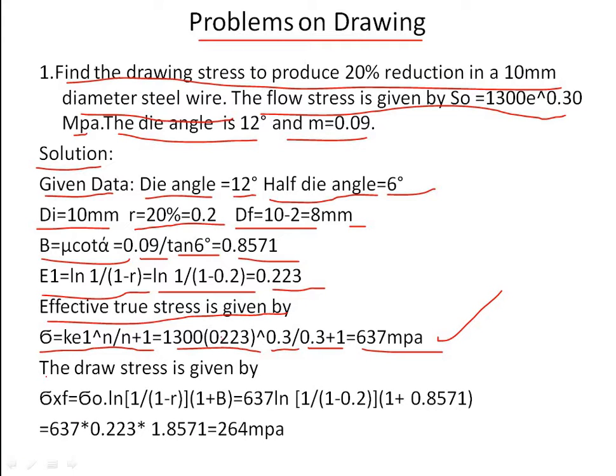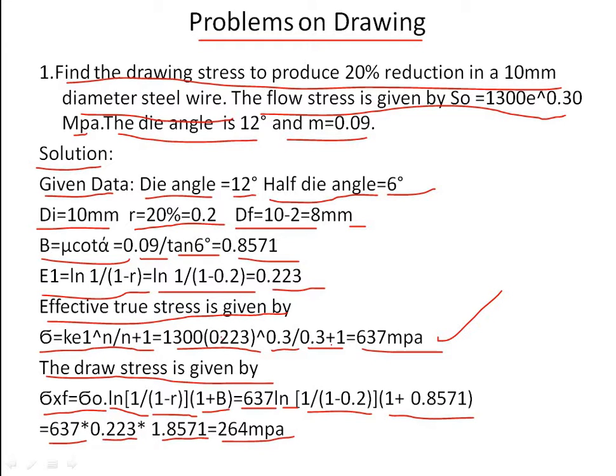Okay, next the draw stress is given by sigma F, that is equal to sigma bar into ln 1 by 1 minus R into 1 plus B, that is 637 ln 1 by 1 minus 0.2 into 1 plus 0.857. So if you simplify this equation, what will you get? 637 into 0.223 into 1.8571. So you will be getting 264 MPa.